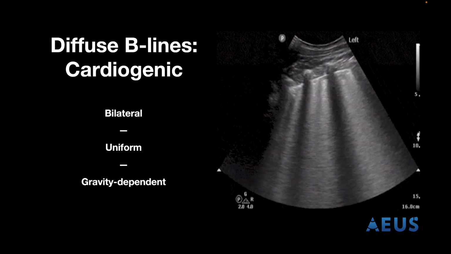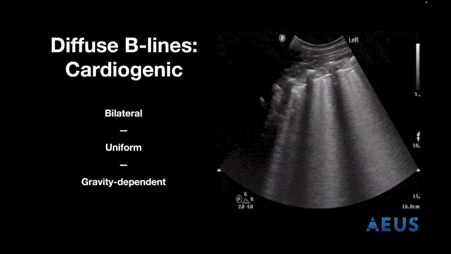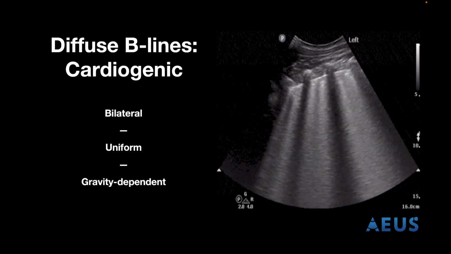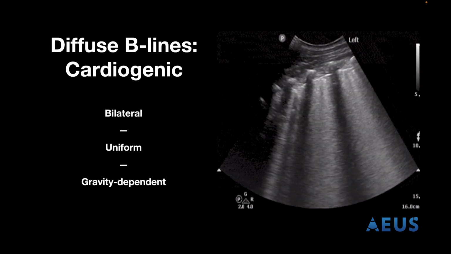Let's first discuss diffuse B lines. Commonly when we see bilateral diffuse B lines, we think of pulmonary edema from a volume overload pathology such as heart failure or end-stage renal disease.